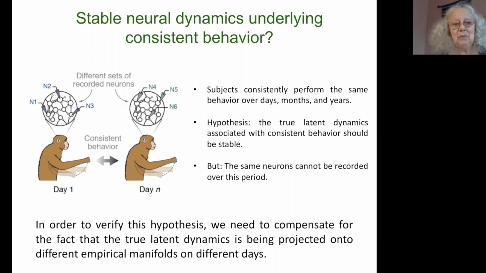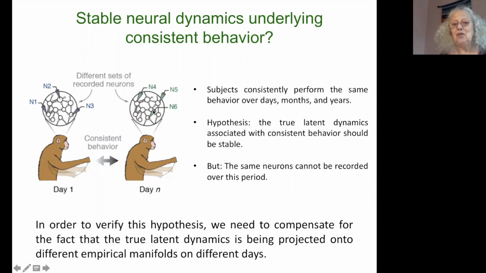The problem is that when we come back 2 years later, the electrode array is not measuring the same neurons. Some electrodes develop scar tissue around themselves, and we lose those neurons. The electrode goes down a little bit into the brain, and it picks up new neurons. So if you look at day 1, you are recording neurons 1, 2, 3. If you look at day n, you're recording neurons 4, 5, 6.